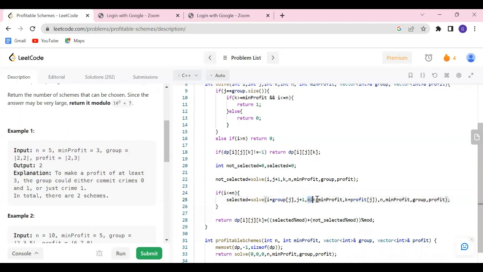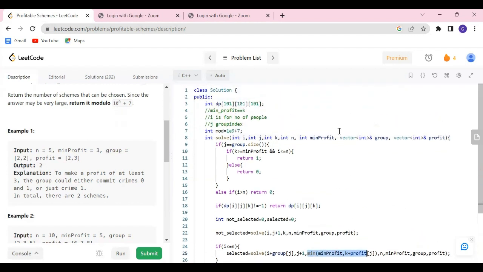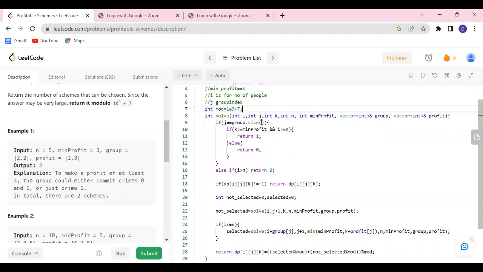So we'll take this minimum of minimum profit, comma K plus profit of J. If this K plus profit of J is less than this minimum profit, it will be stored in K. But if it is greater, then we'll take minimum profit only. So why have we written that? To not violate this limit of 101. Okay. So let's look at the function.